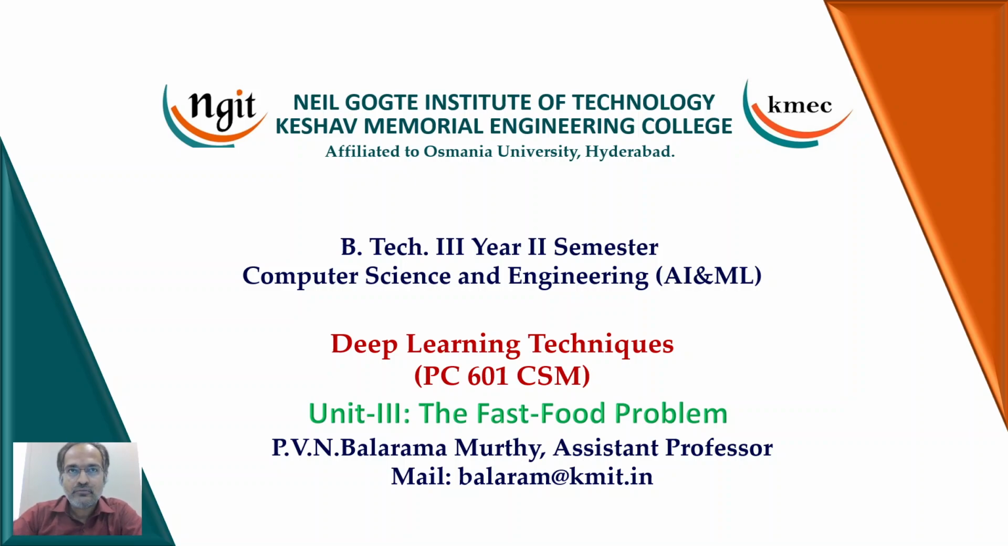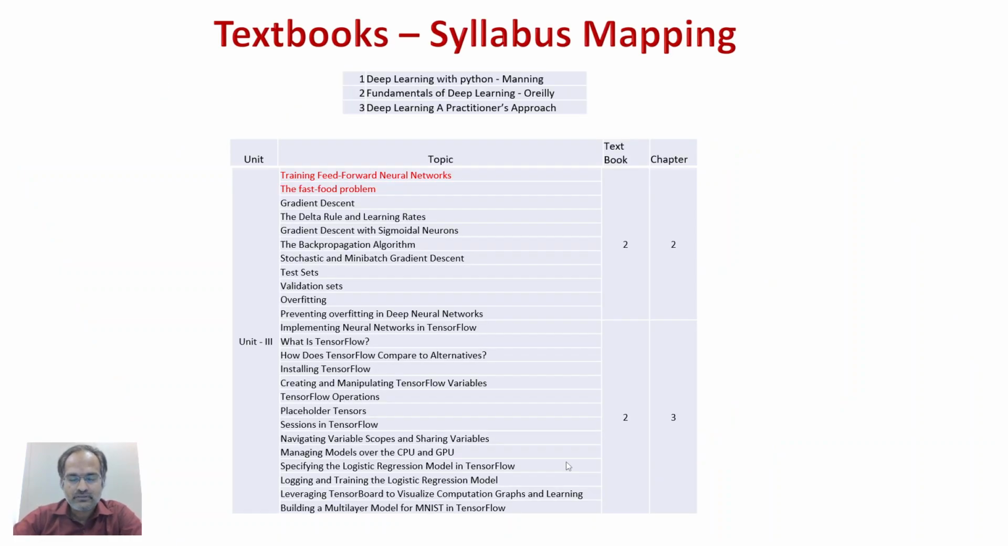Overall, in the third unit, let us go with the syllabus. Here, there is the training of feed forward neural networks and the fast food problem. This we are discussing in this session, and then gradient descent. In that, we will go through the calculation of the gradient, how it is related to our problem solving, and then we will go with back propagation, that is for updating the weights and other concepts.